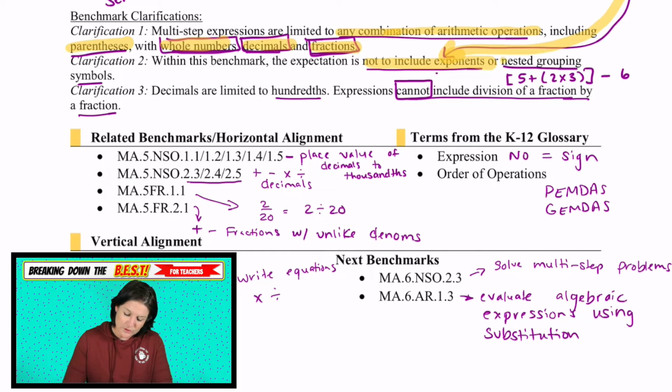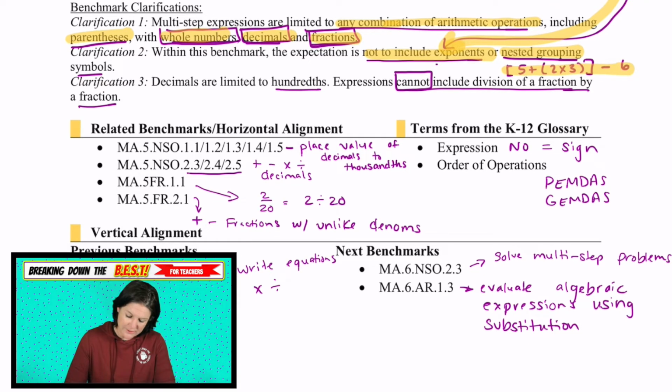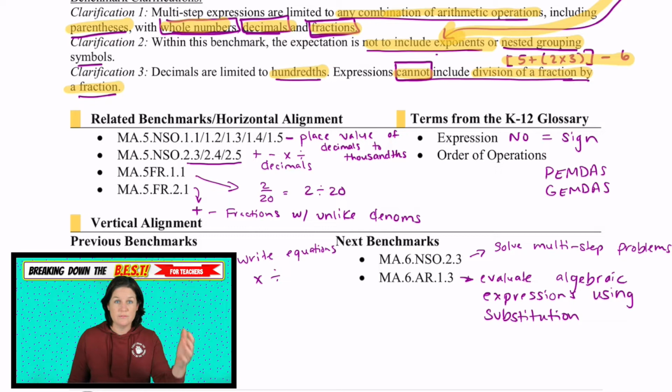And also, nested grouping is not included here. And this is an example of nested grouping. That's where you have parentheses within a set of parentheses or brackets. We don't want that. The last one, it says decimals are limited to the hundredths place, and expressions cannot include division of a fraction by a fraction. So in 5th grade, we work on division of whole numbers by fractions and fractions by whole numbers, but not fractions by fractions. So make sure that we're not doing that.